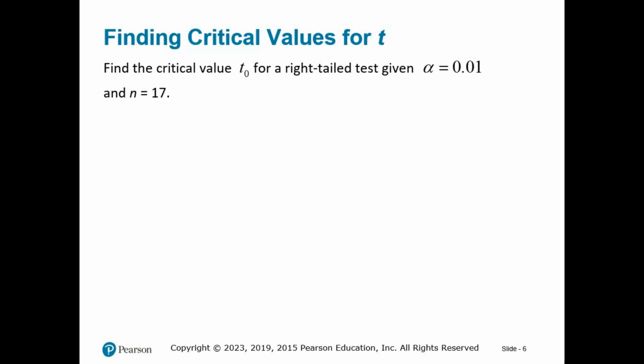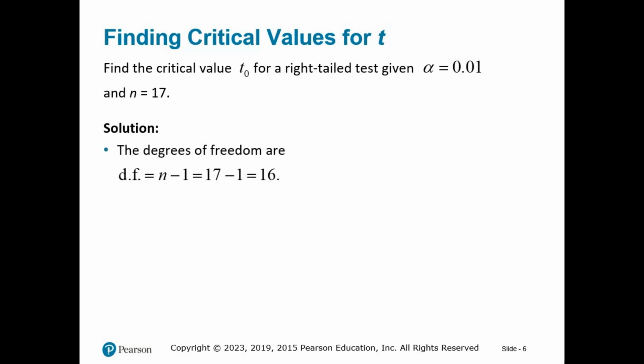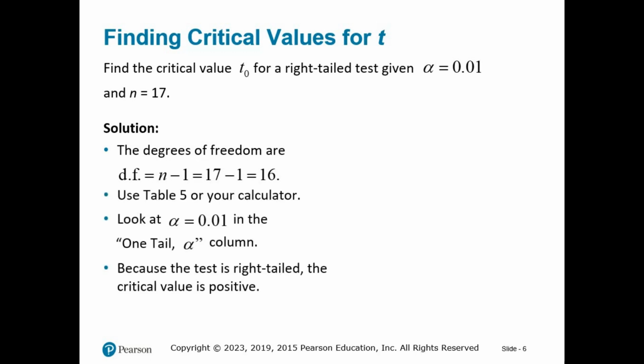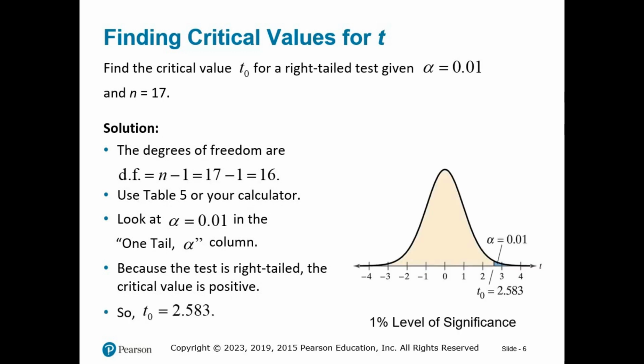Okay, did you figure it out? So we need to find degrees of freedom. n equals 17, so n minus 1 equals 16. So degrees of freedom are 16. It's a right-tailed test, so our number is going to be positive, and it's a one-tailed test, alpha equals 0.01. So if we match everything up or type it in correctly, either on the table or in the calculator, we should get 2.583. Did you get it right?